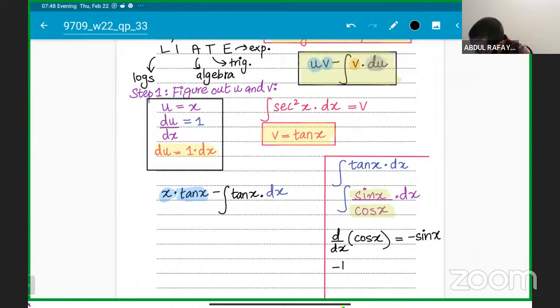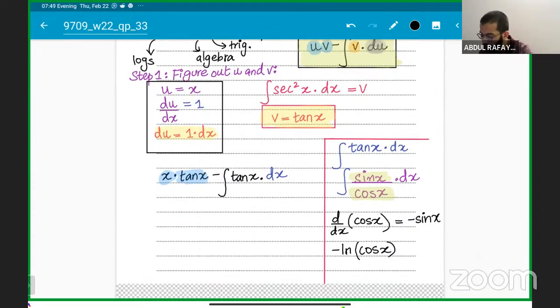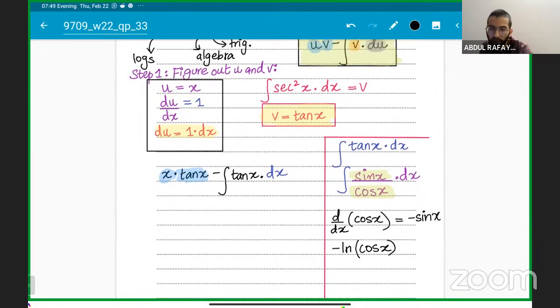So what I have to do is just minus ln cos x. I just need to write it like this. The integration of tan x will be negative ln cos x, because I just have to multiply by the negative one. So I have to do it outside the integral as well, not the bracket.